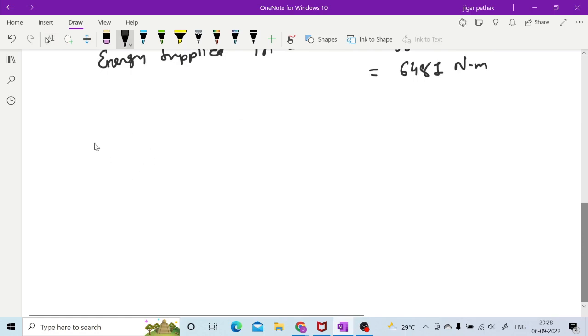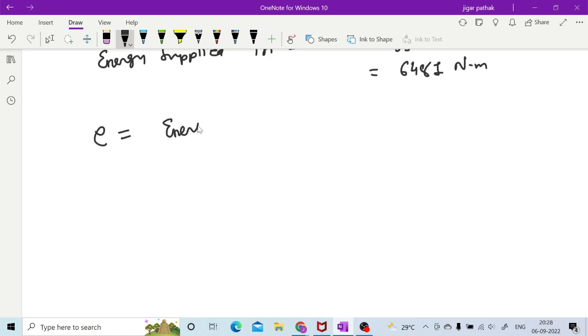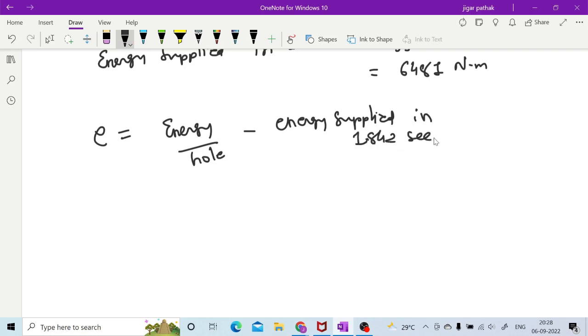Right, now once you have this data, which is the energy supplied during that punching time, then your E, the fluctuation, is this energy per hole which we have already calculated minus this energy supplied in 1.842 second. Are you getting why we have done this?